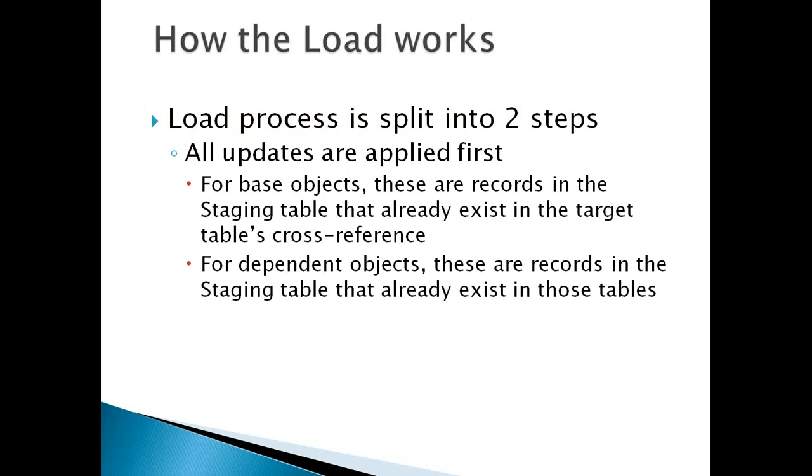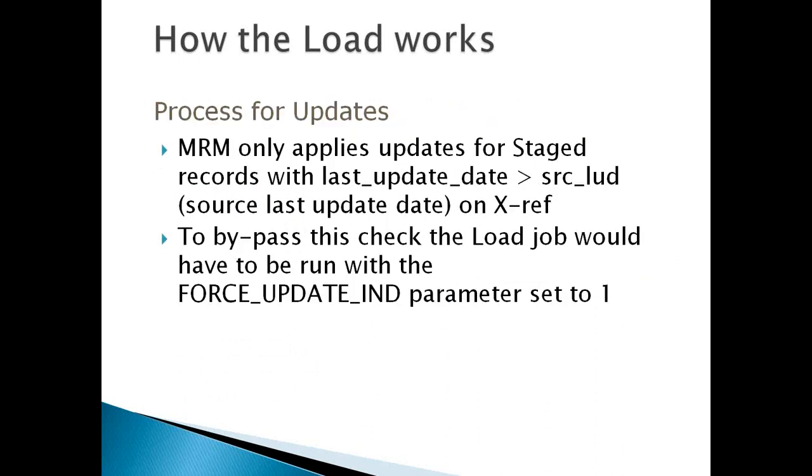So first it does an update. It will update all the records and then it will process all the inserts. Next, once it has identified that the incoming record is an update, it will check the condition where the last update date in the staging table is greater than the SRC_LUD, the source last update date, in the cross-reference table. If it is greater, then only it will process it. Otherwise, it just gives no action when you run the jobs.